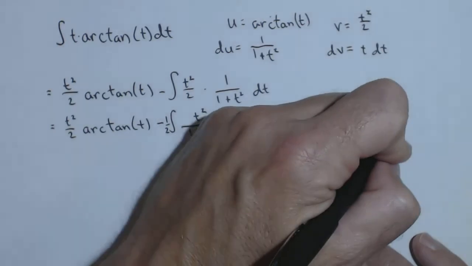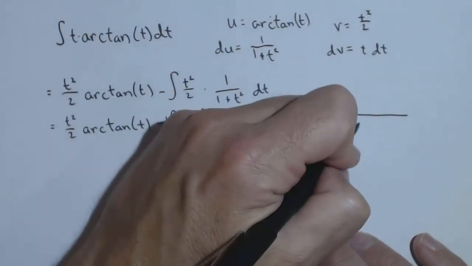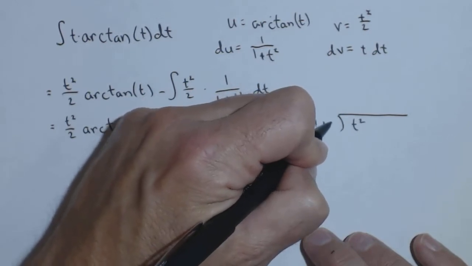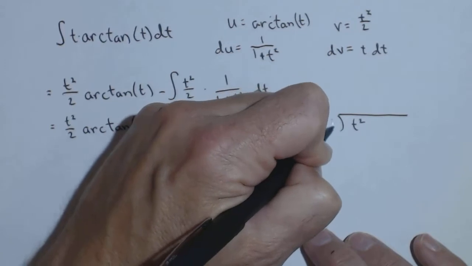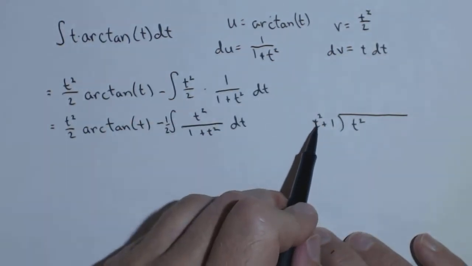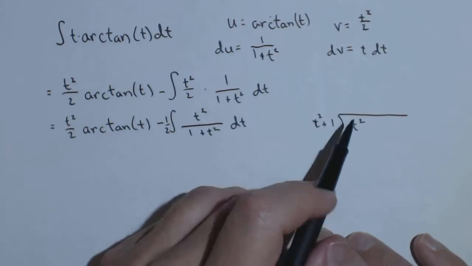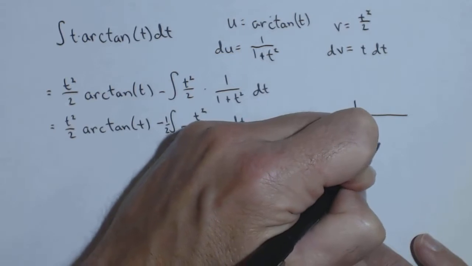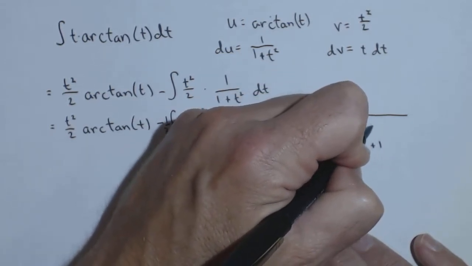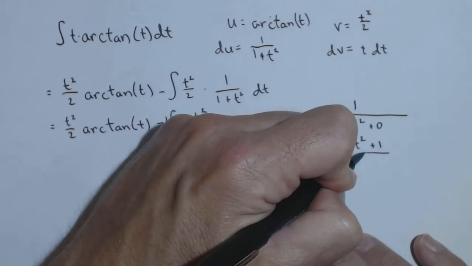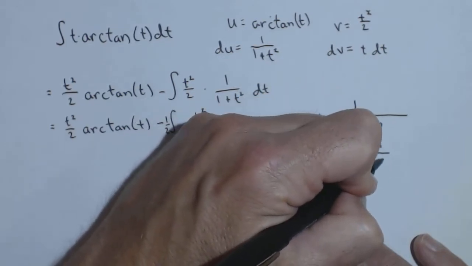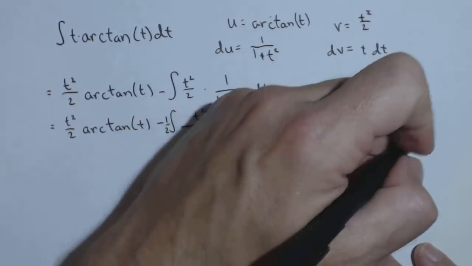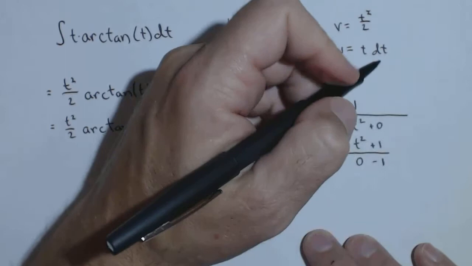So over here I'm going to do a little bit of work. I'm going to divide t squared by, let's write it as t squared plus 1 just to make the division a little easier. So I want to multiply by whatever I need to get this to cancel out. Well, if I multiply by 1, I get t squared plus 1 here, and I subtract going down. This is like plus 0. So this gives me 0 minus 1. Now, with our remainder theorem, we have a remainder of minus 1.